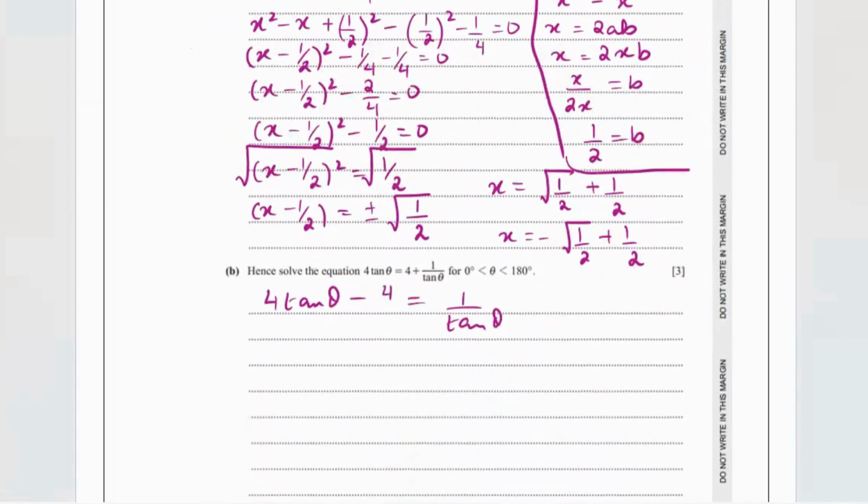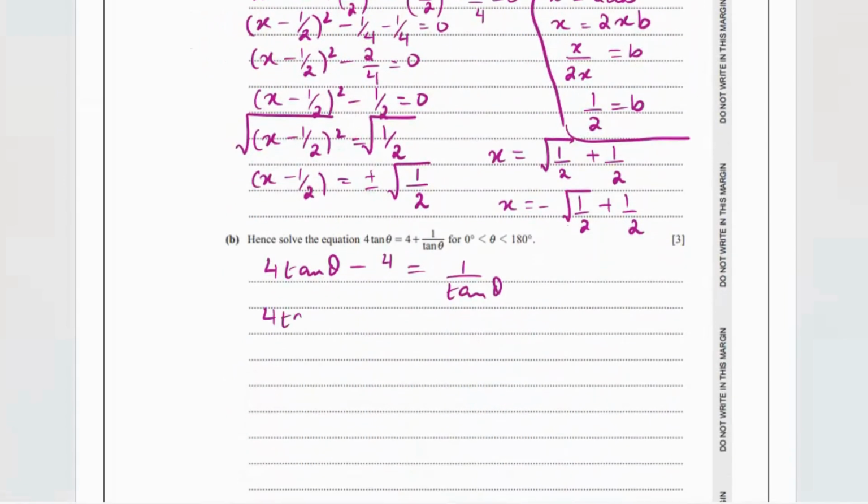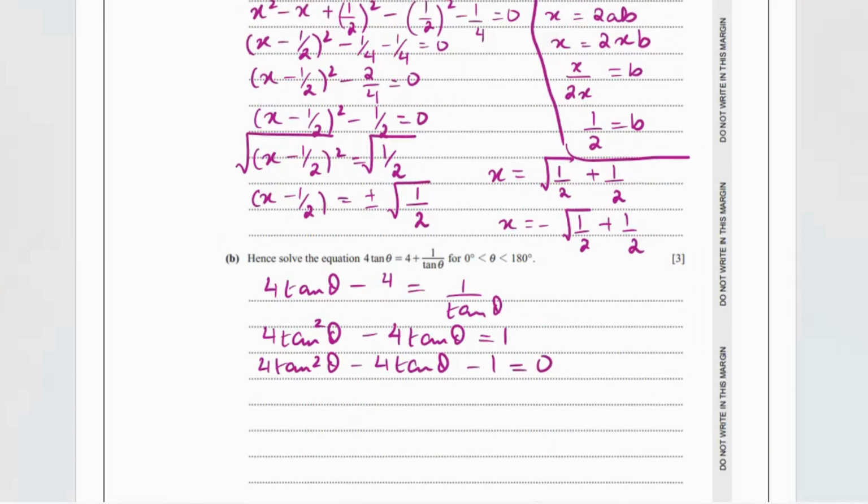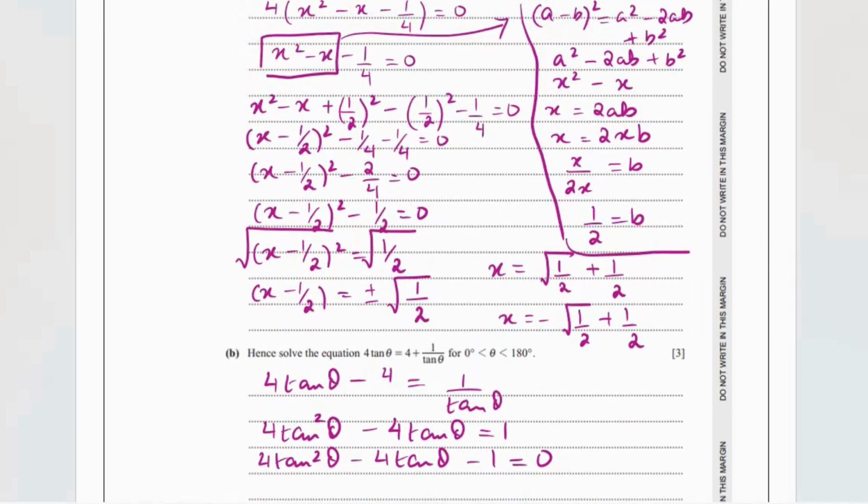Cross multiply the tan theta, so that's going to be 4 tan theta squared minus 4 tan theta equals 1. So 4 tan squared theta minus 4 tan theta minus 1 equals 0. If we compare this with the previous equation, it's exactly the same. Now instead of writing x, we're writing tan theta.